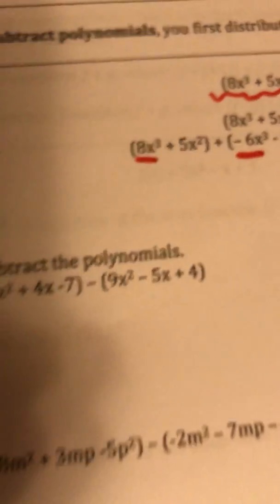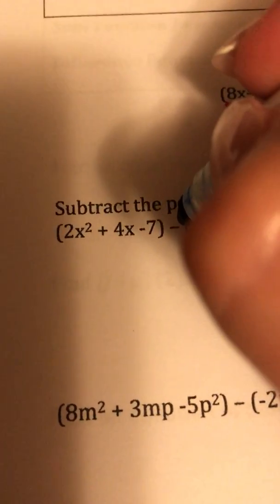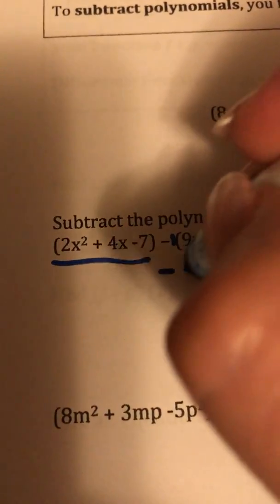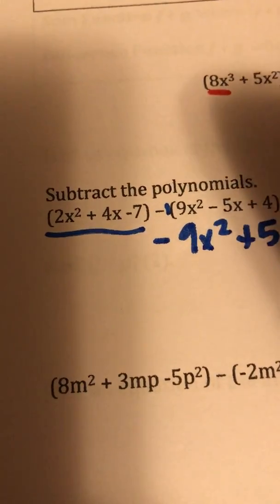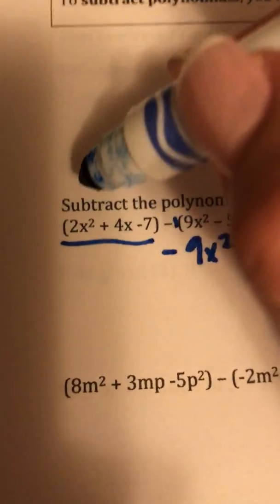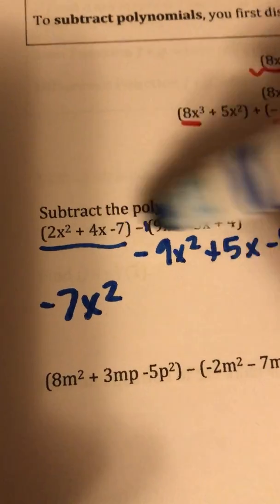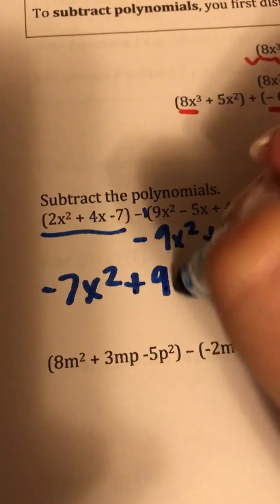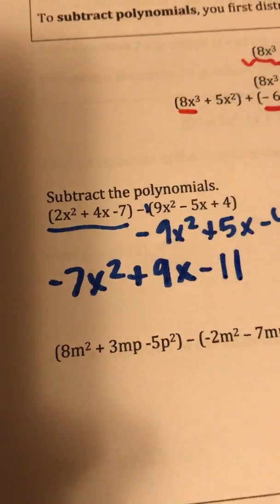Let's do the same thing down here. Remember we have a negative 1 right here. So we're going to have this term still, and then minus 9x squared plus 5x minus 4. So 2x squared minus 9x squared is negative 7x squared, 4x plus 5x is 9x, and negative 7 minus 4 is minus 11.